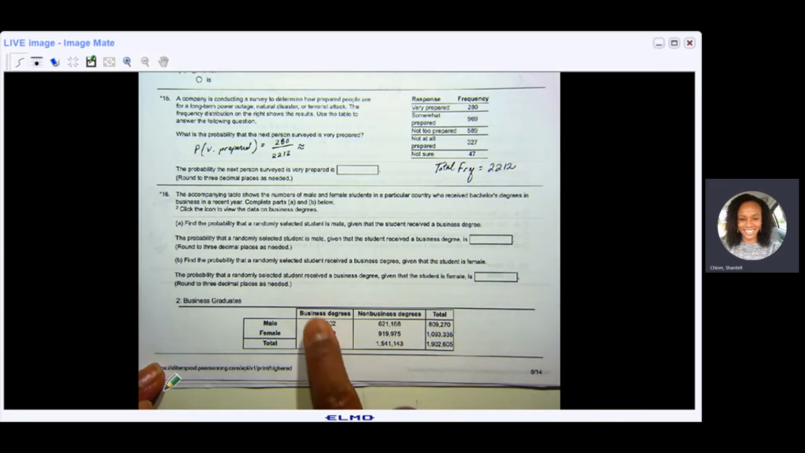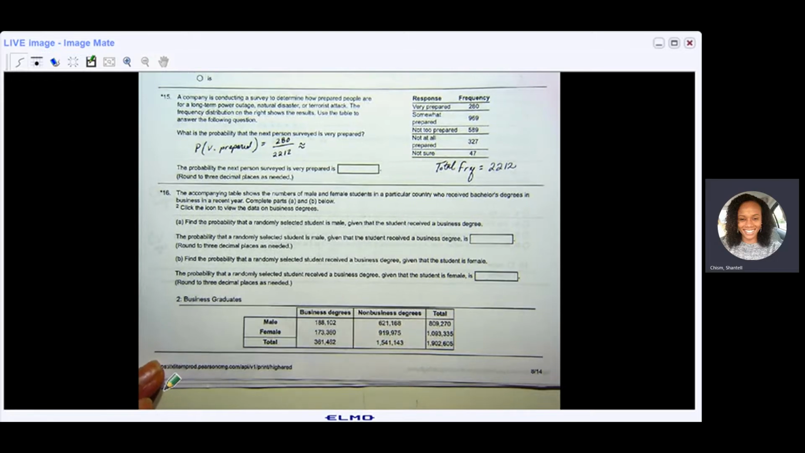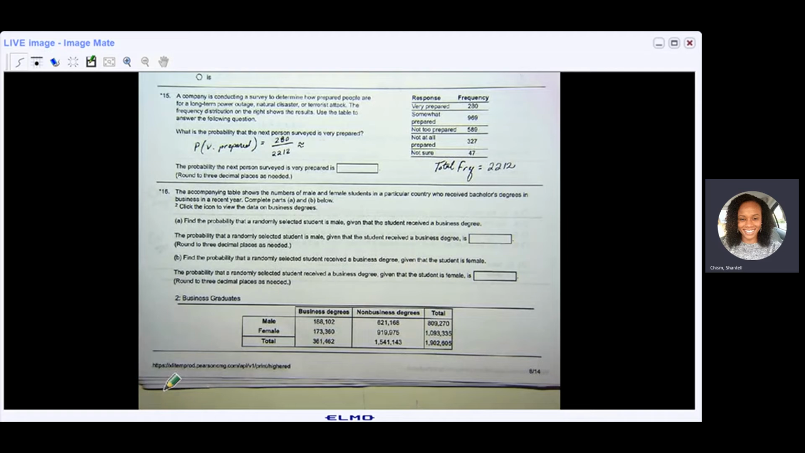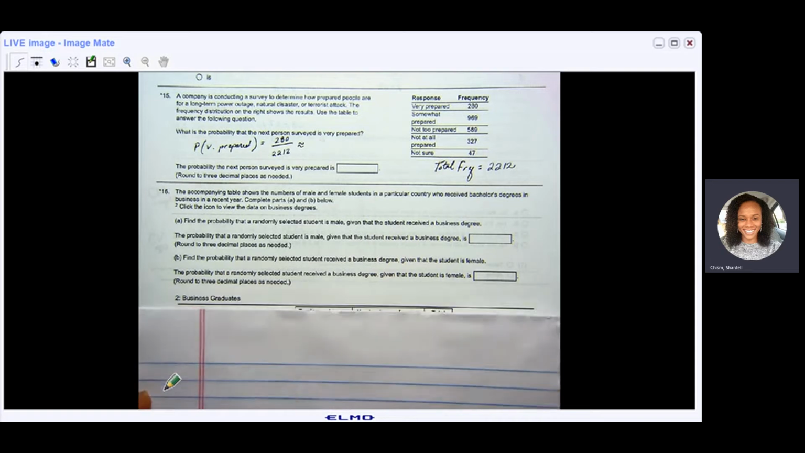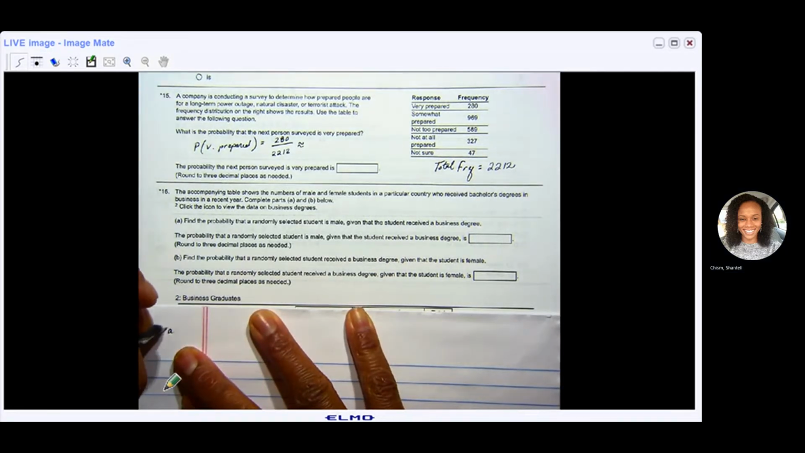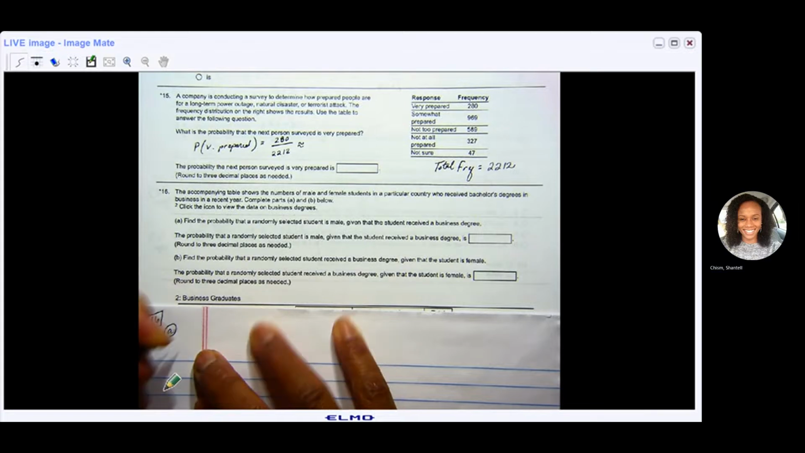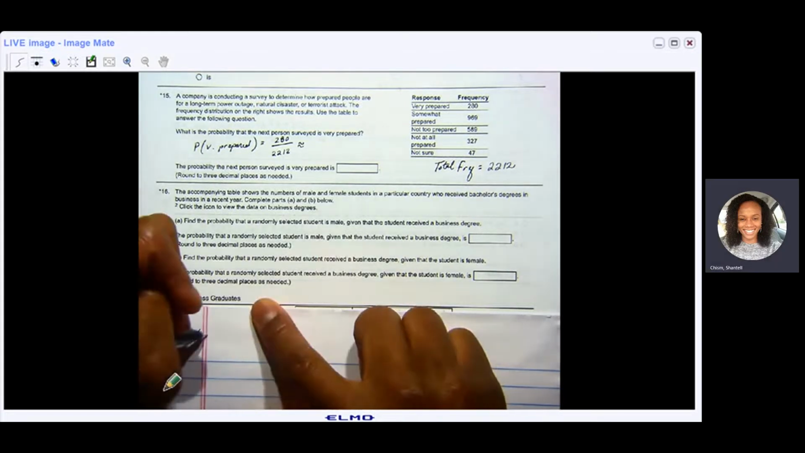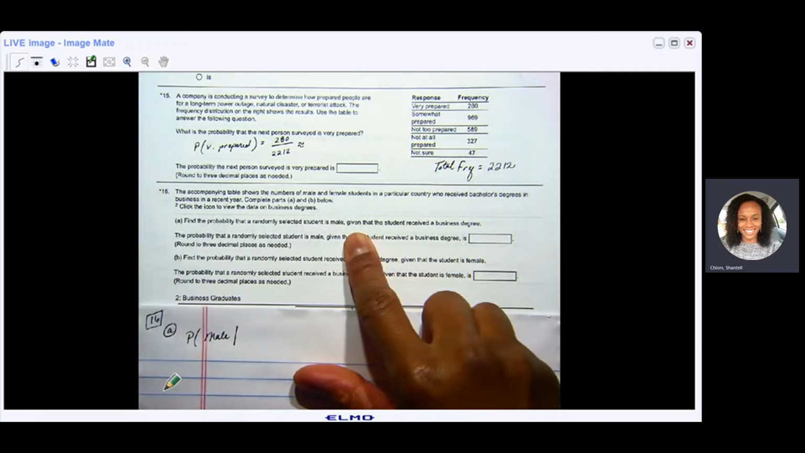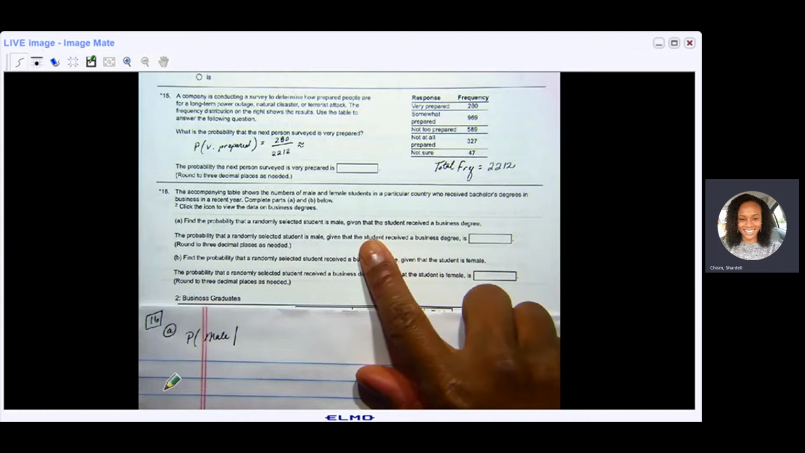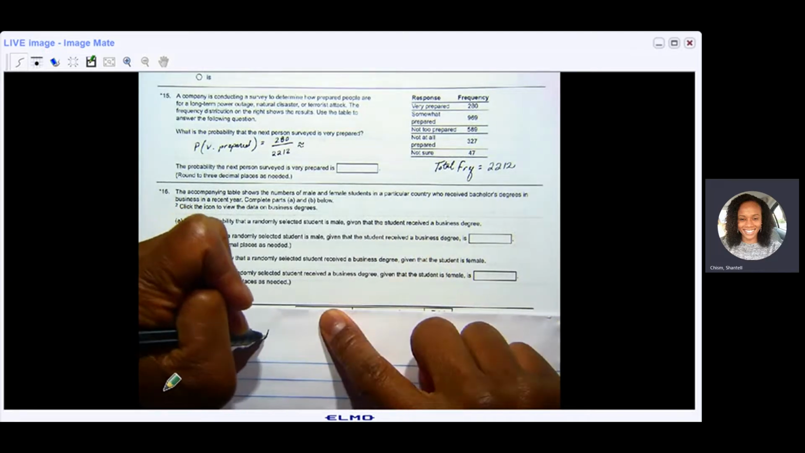And at the bottom of the columns, the bottom of the business column, the total number of business degrees, regardless of gender, just the total number altogether. And then the total number altogether non-business degrees, regardless of gender, total number. So for part A, it says find the probability that a randomly selected student is male, given that the student received a business degree. So part A, I'll put right here for number 16, probability that the student is male, given, remember that line, that bar represents given that they earned a business degree.